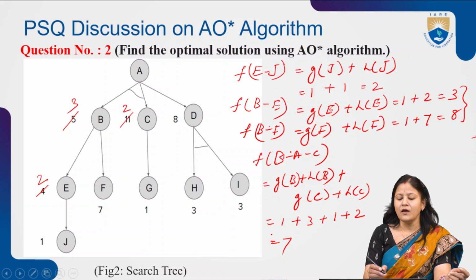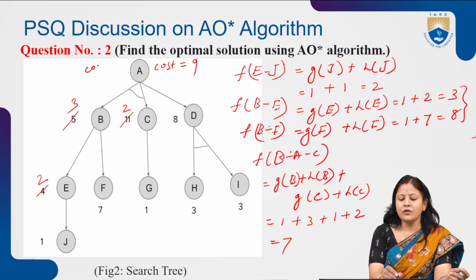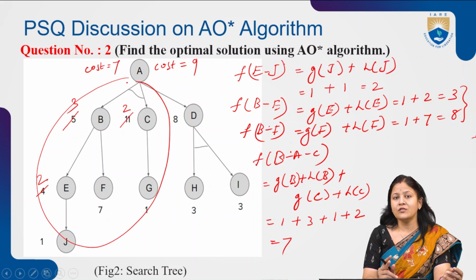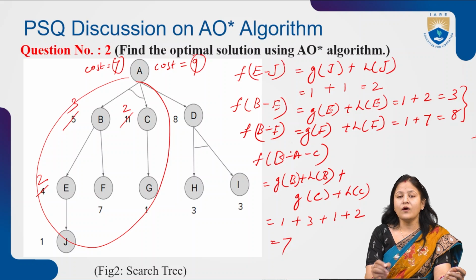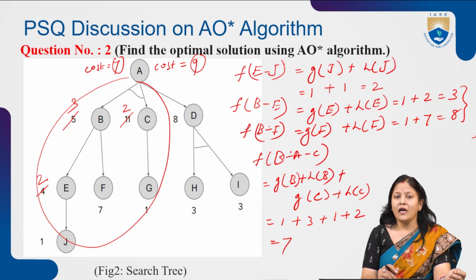Now what we have observed: previously the cost of A on the right side path we got as 9, but now the new cost we are getting is 7 after exploring the complete left side tree. So there are two solutions to achieve the goal node A. One is the left side part, which is 7. Another one is the right side part, which is 9. So the optimal one we can say is the ABC path. If you follow the ABC path, the complete left side path, you will get the optimal solution. So this is the way the AO star algorithm problem can be solved, by solving both the OR path as well as the AND path.